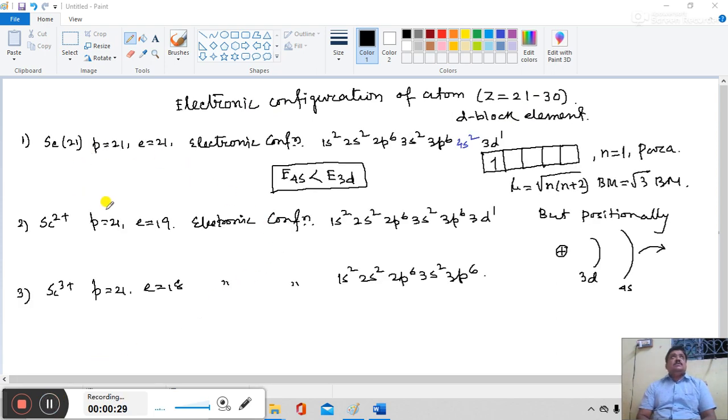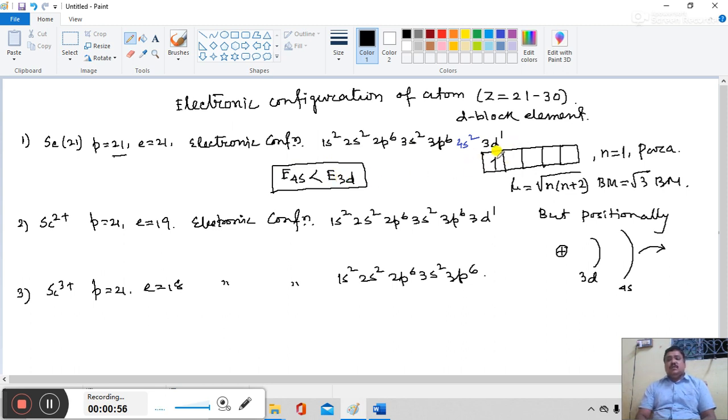First example is scandium having atomic number 21. Its electronic configuration is 1s2 2s2 2p6, 3s2 3p6, 4s2 3d1. Here mind that the electron comes first into the 4s subshell, then the 3d subshell. Why? Because the energy of the 4s subshell is less than that of the 3d subshell according to the Aufbau principle.